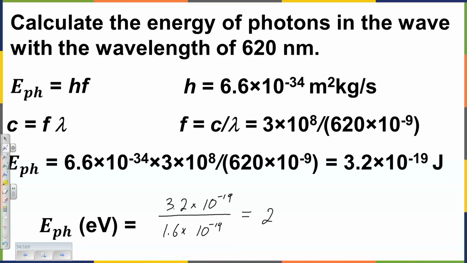We get simple, manageable numbers, 2 electron volts. That's the energy of that particular photon. So if you have a wave with billions of billions of photons and the wavelength of that wave is equal to 620 nanometers, each photon carries 2 electron volts of energy.